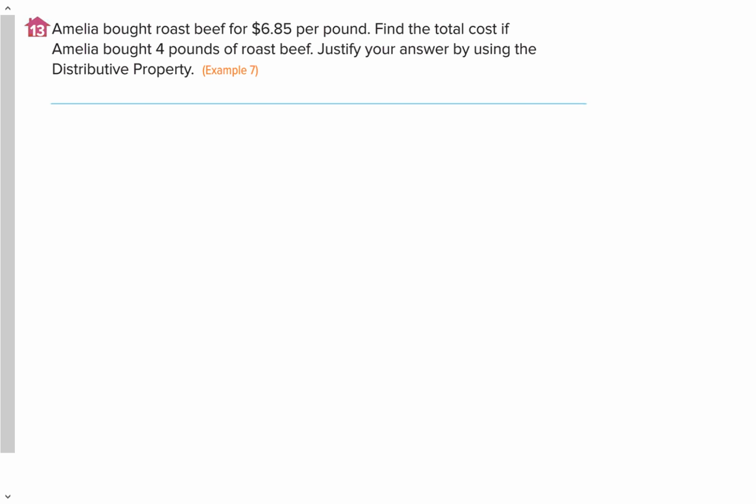Amelia bought roast beef for $6.85 per pound. Find the total cost if Amelia bought 4 pounds of roast beef. Justify an answer by using the distributive property. You can do this a number of ways. You can think of 6.85 in 2 different ways. You can think of 6.85 as 6 plus 0.85, or you can think of it as 7 minus 15 cents.